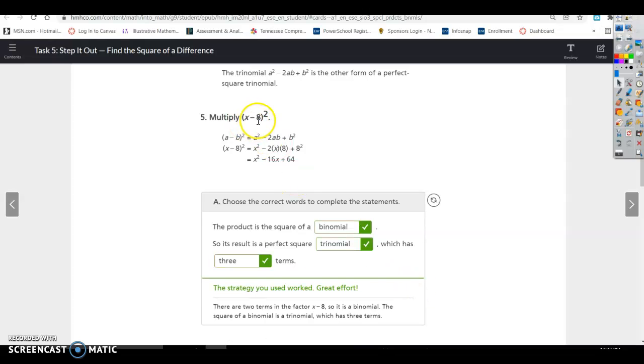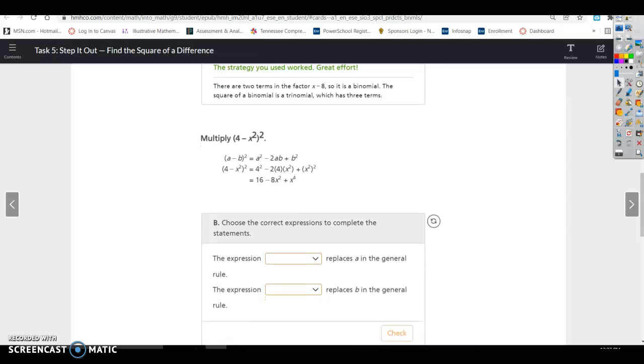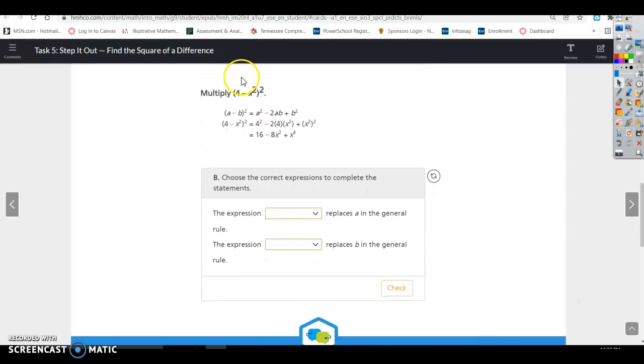So remember, a binomial has 2 terms. When we square a binomial, we're going to get a trinomial. All right, so multiply (4 minus x squared) squared. So this is a binomial squared. We're going to take the same formula, even though before we've had our variable in the beginning. It doesn't really matter which one comes first.